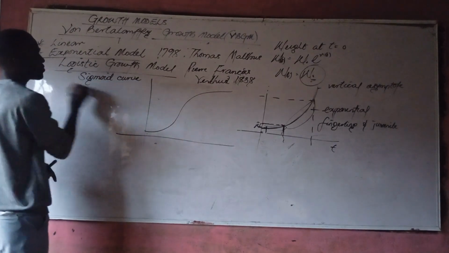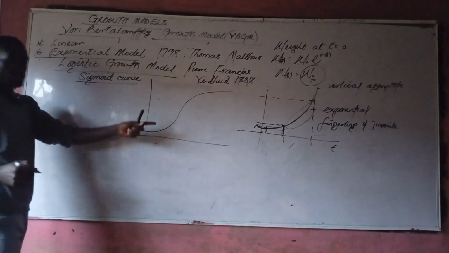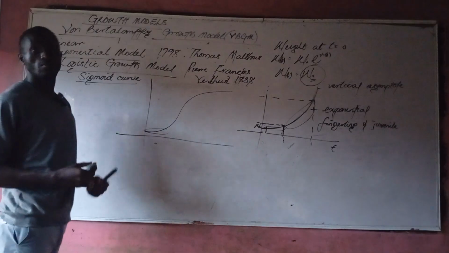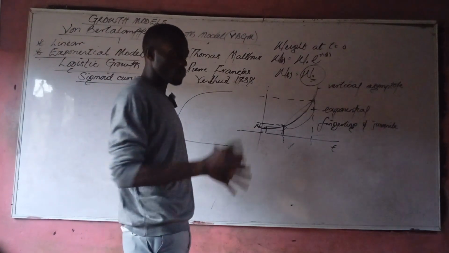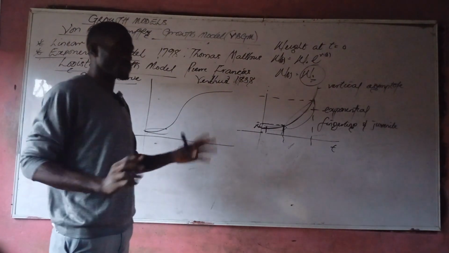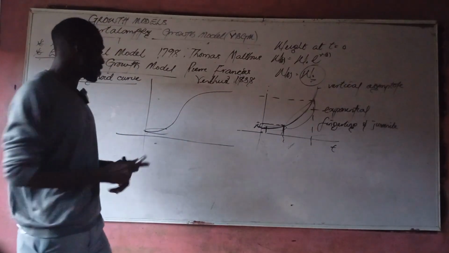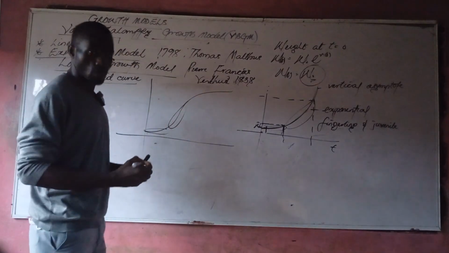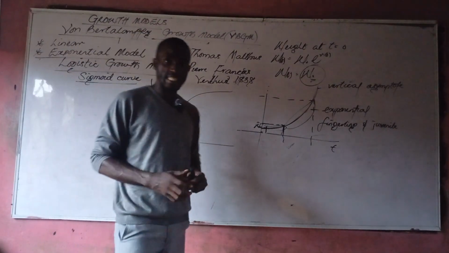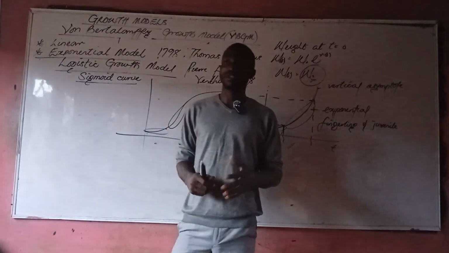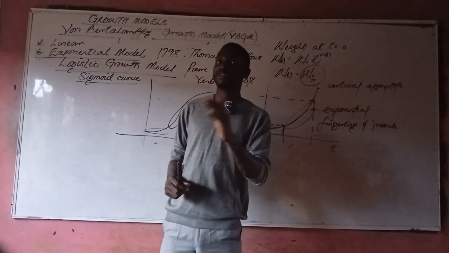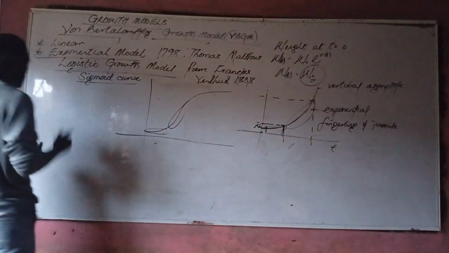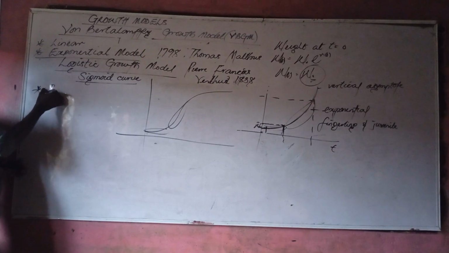Now, what does this sigmoid curve mean here? S-shaped curve. What does it tell us? It tells us that the rate of growth is slow at the beginning, which is true. But somewhere here, it becomes very rapid. But here's the thing. There are two major factors that affect the growth of fish. We call them the intrinsic and the extrinsic factors.